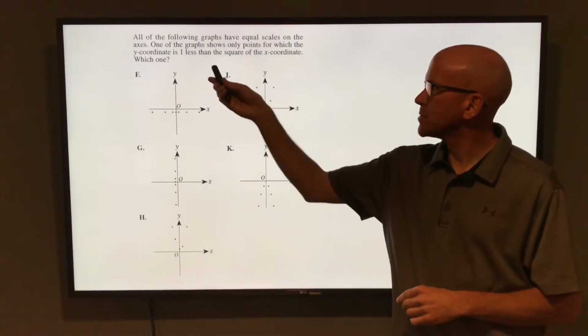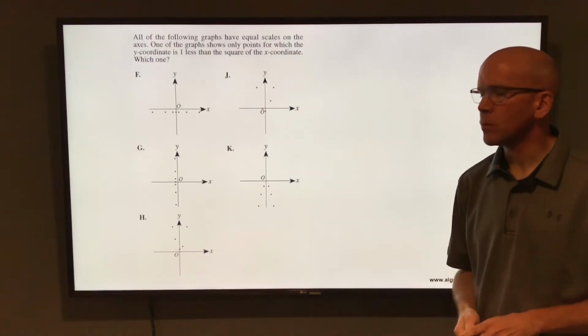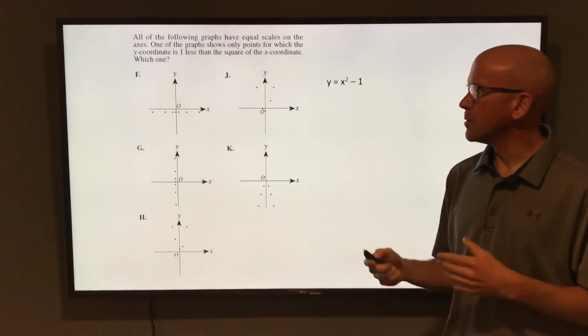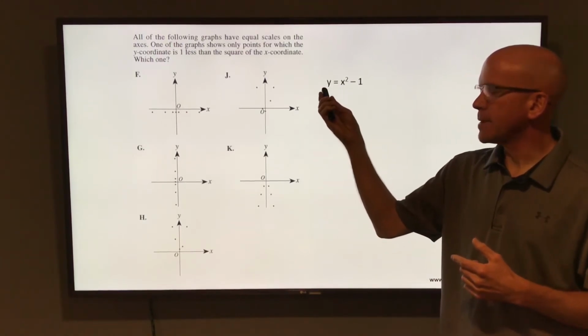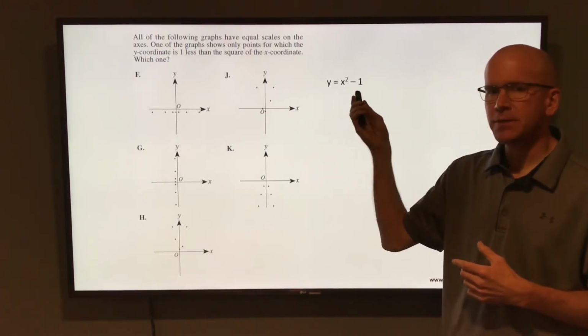All of the following graphs have equal scales on the axes. One of the graphs shows only points for which the y-coordinate is 1 less than the square of the x-coordinate. Which one is it? So with the y-coordinate being 1 less than the square of the x-coordinate, that means y equals x squared minus 1. So one of those graphs matches this equation.